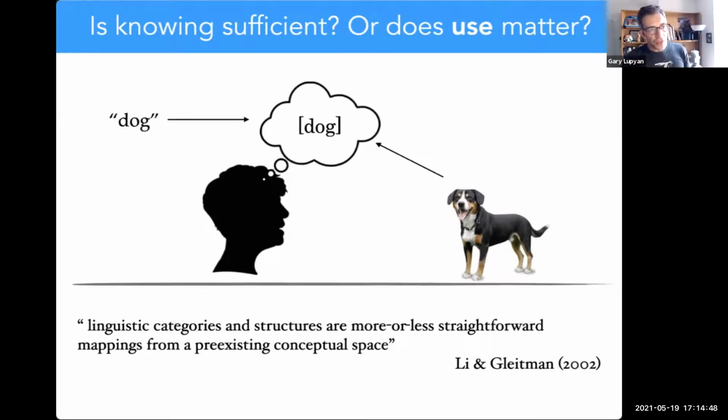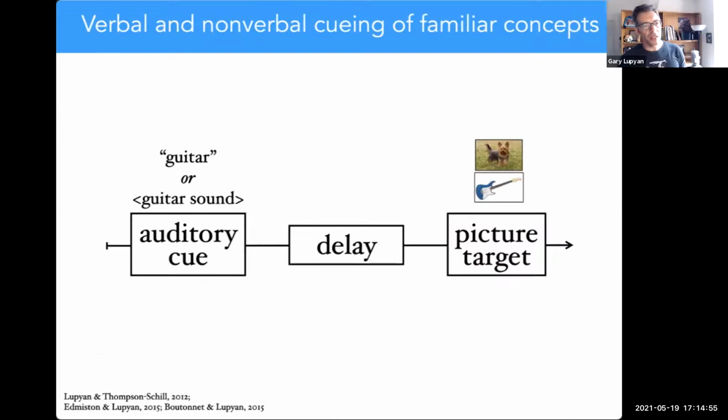On another view, the words-as-cues view, it does matter. The reason it matters, as I'll tell you in a minute, is that words are uniquely well suited to activating your conceptual representations in a more categorical way, emphasizing the diagnostic features, the things that help distinguish category members from non-category members. So here's what we're going to do. We're going to test whether it matters how you activate a well-learned familiar concept like dog or guitar, using verbal means, the word guitar, or non-verbal means, in this case a sound that everyone can recognize as being a guitar.